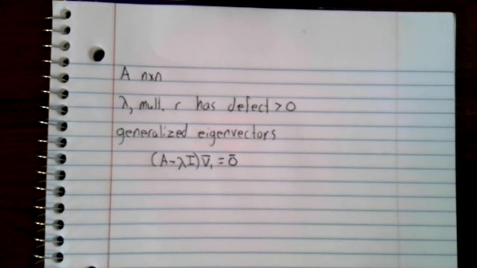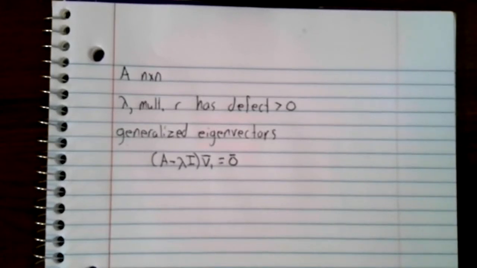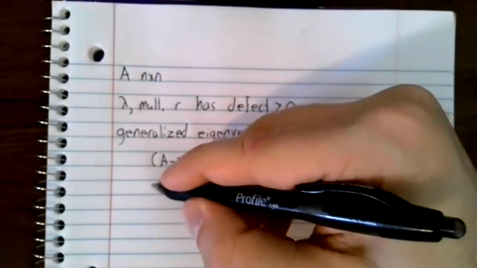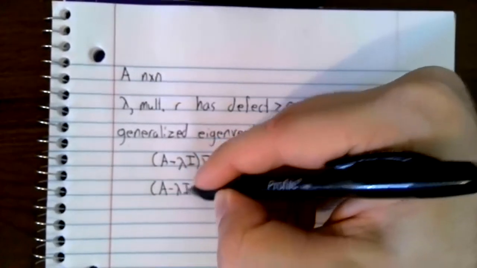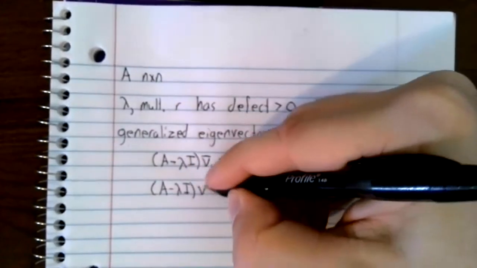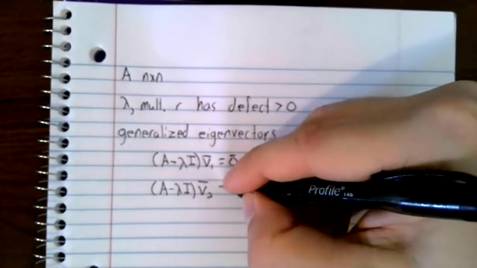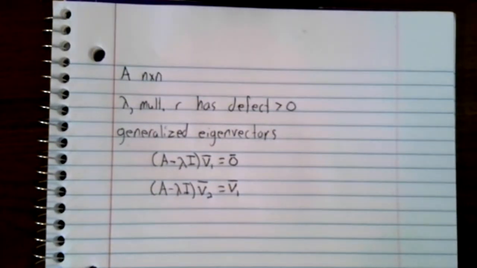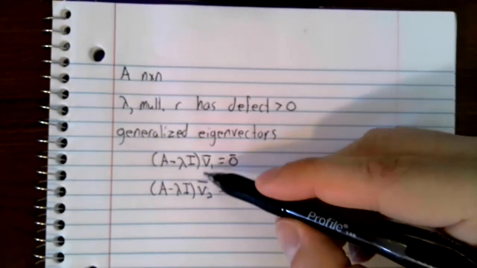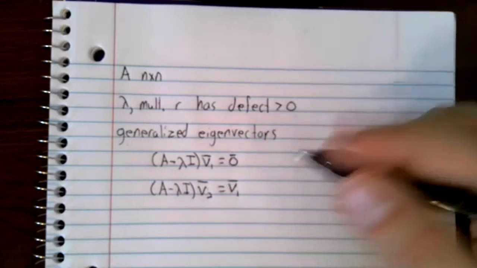Now we define a new vector v2 as satisfying the eigenvector-like condition (A minus lambda I) v2 equals v1. And we have the additional restriction that v2 is not an eigenvector.